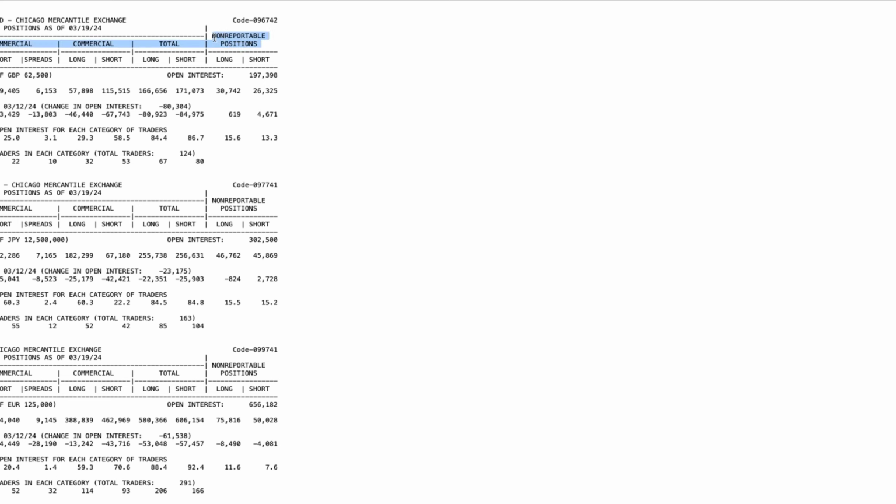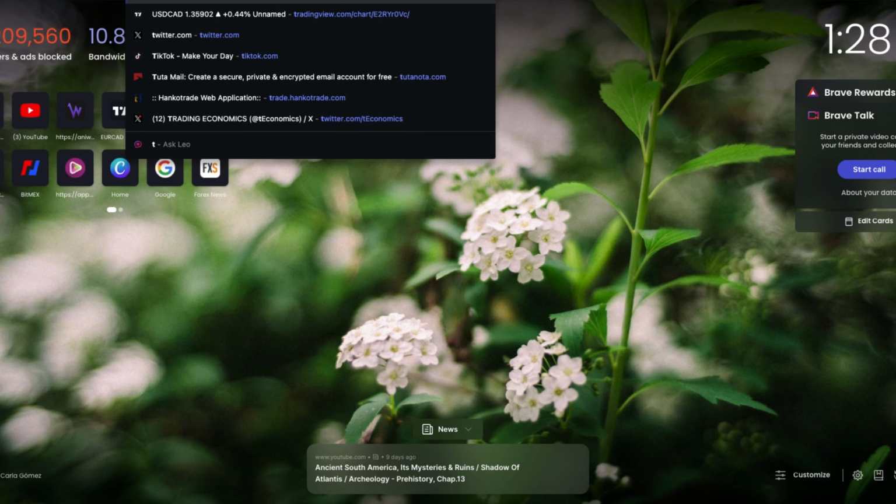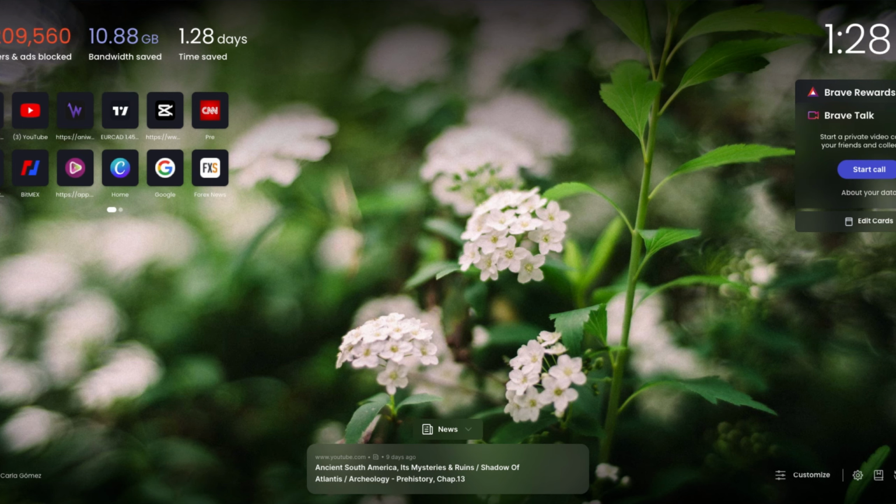The non-reportable positions are basically you and I, what they call dumb money. These are people that have small capital inside of the market. These are basically retail traders. So the non-commercial is the institutions and hedge funds, the commercial is the banks, and the non-reportable positions is the retail traders.